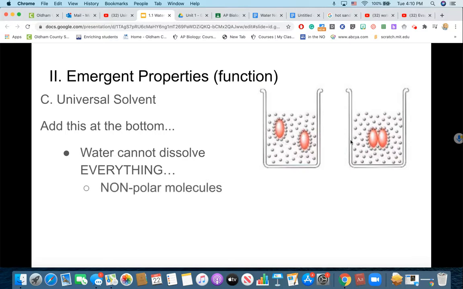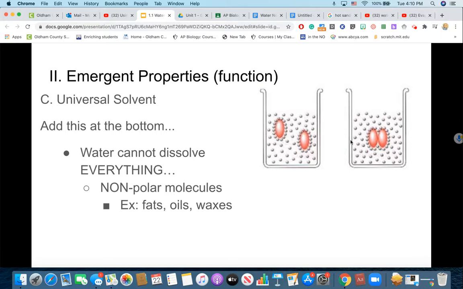But what happens if we encounter a non-polar molecule? So this would be something that is covalently bonded, and the electronegativities of the atoms in the molecule are the same. And so as a result, there is no unequal distribution of the electron anywhere around the molecule. There's no charge built up anywhere around the molecule. Water has nothing to attract to if there's no charge or partial charge. So water is a universal solvent, except for when it comes to nonpolar molecules.